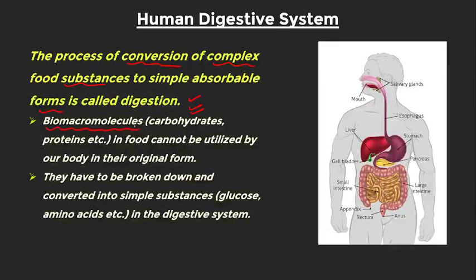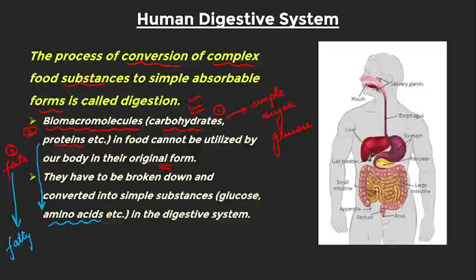Biomacromolecules. These biomacromolecules comprise basically carbohydrates number 1, proteins number 2, fats number 3 on a major basis. And these cannot be utilized in the body in their original form. That means we have to break them down into simpler substances. For example, carbohydrates are to be broken down into simple sugar, or you can say glucose. In the same way, we have to break down protein into amino acids. Fats are to be broken down into fatty acids and glycerols.